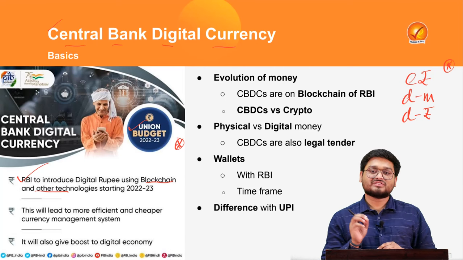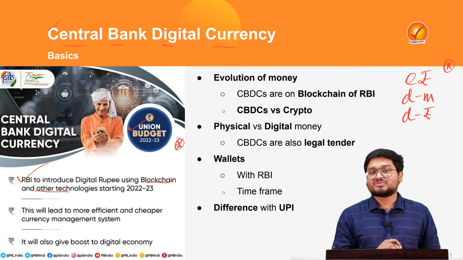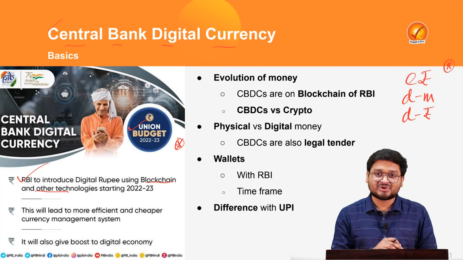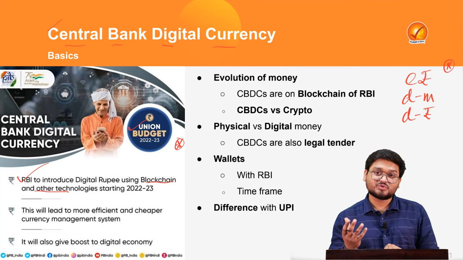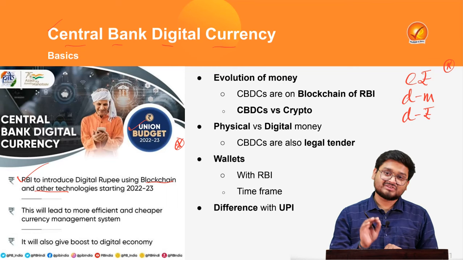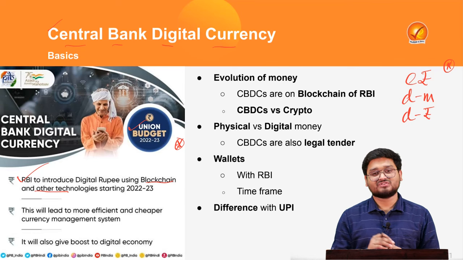Now here, the cryptocurrencies by nature are private in nature, so there is no government. Now RBI thought that, okay, can we not have our own or India's own blockchain technology, and can we not issue money or issue currency using RBI's own blockchain? So this is basically the idea of CBDCs or e-rupee.